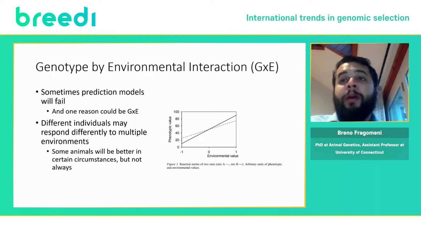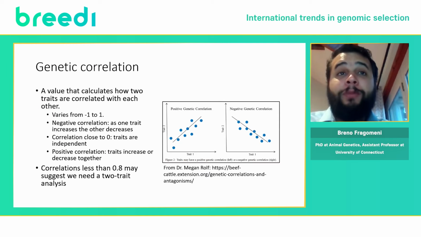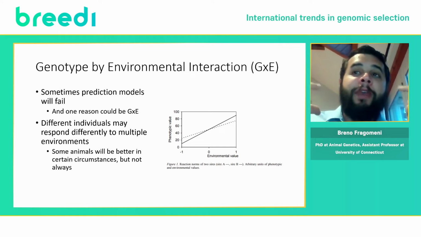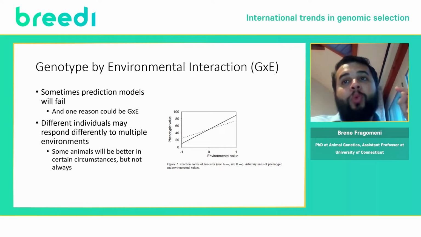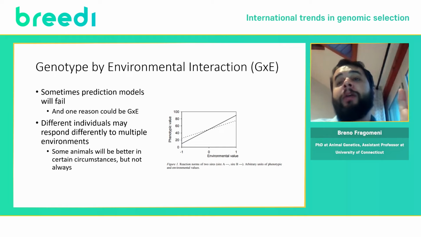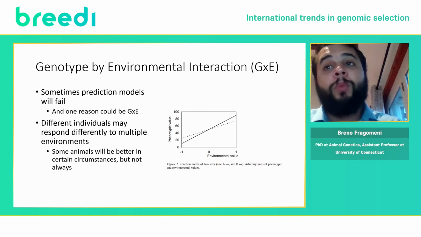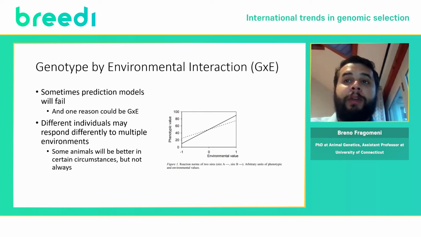Diet, if we feed animals different diets, they may perform differently. The main thing with GxE is that it's not that animals are going to be affected by the environment, but when the rank of the animals changes with the environment, that's when we get mostly concerned about GxE. So when the animal that is the best one in the first circumstance is not the best one anymore, that's when we start getting concerned about GxE.